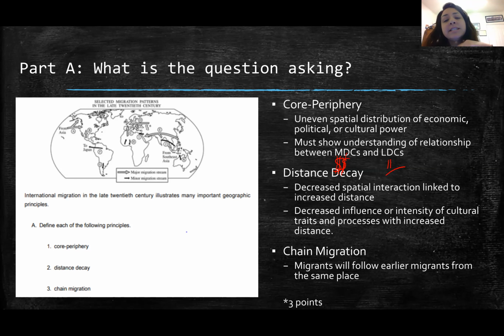Distance decay. So distance decay is the idea that you have a decreased spatial interaction linked to increased distance. So the farther away you are from something, then the less impactful it is to you. Okay, and so that can be in distance. It can also be in terms of generations. So if you think about it, one of the examples that I gave in class was think about how well you speak Spanish as compared to, say, your grandma or your great grandma, right? That would be a common example that might fit a lot of us.